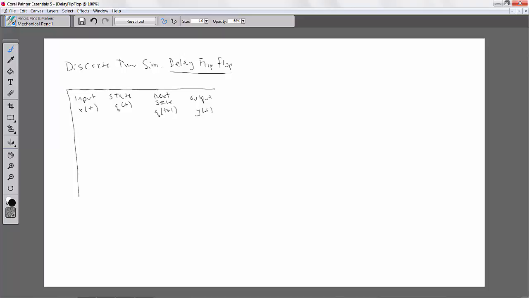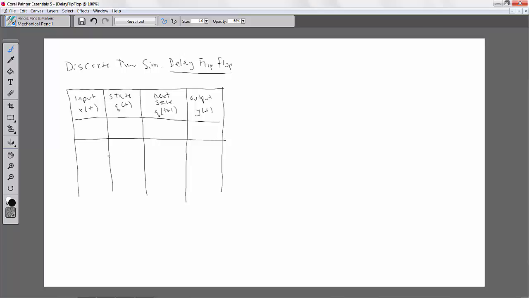Now, similar to the other two cases, this table defines the four possible combinations of input and state values that yield different next states and outputs. And similar to before, those four possible cases are 0 input, 0 state; 1 input, 0 state; 0 input, 1 state; and 1 input, 1 state.